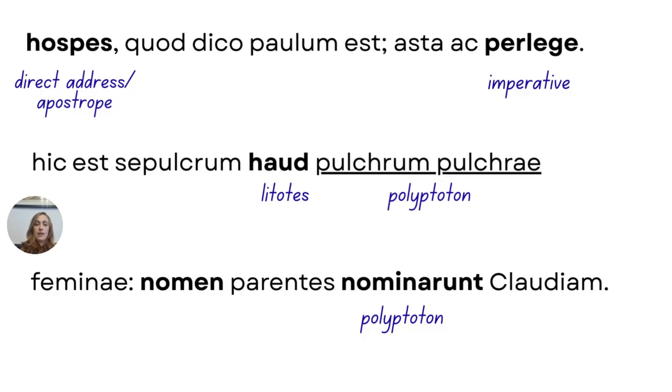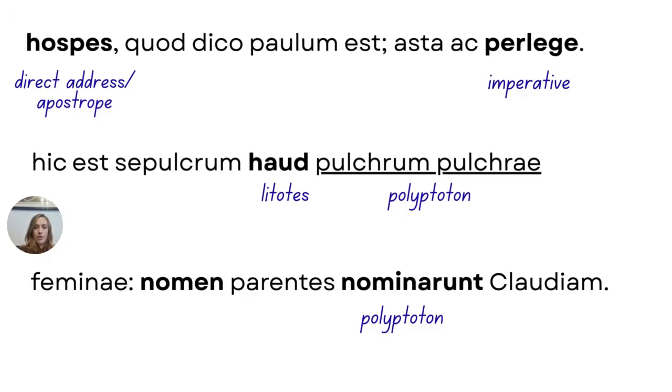We have litotes, so a not unbeautiful sepulchre of a beautiful woman. So litotes suggests a little bit of restraint, a little bit of modesty about the beauty of the sepulchre. Okay. We also have polyptoton.